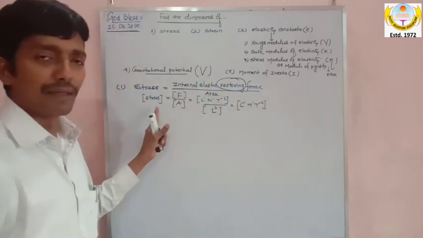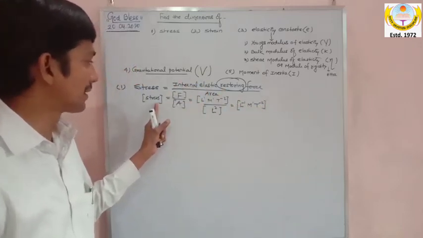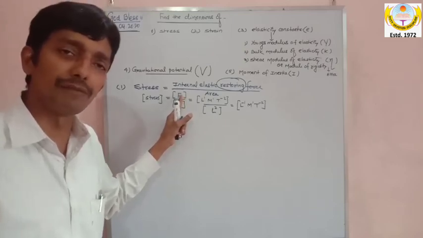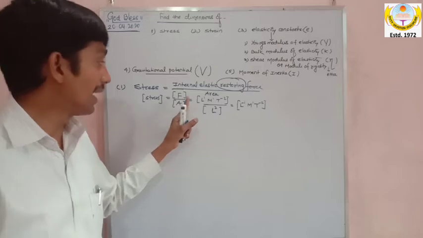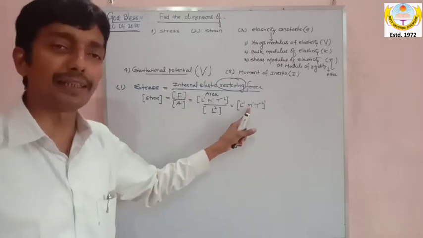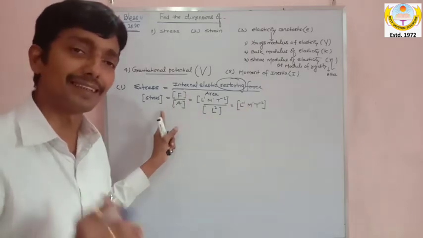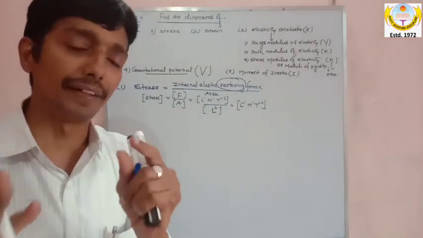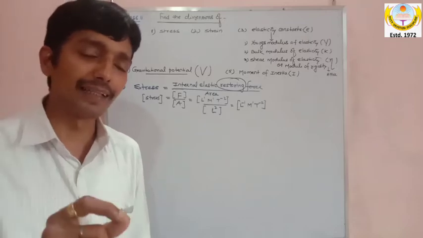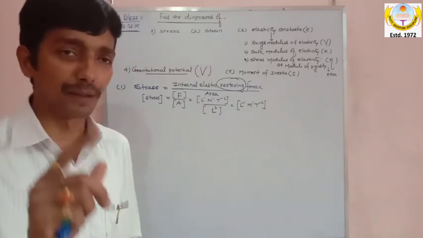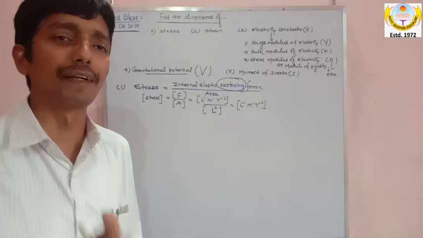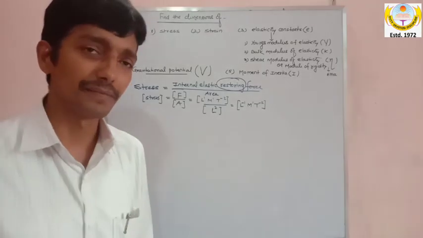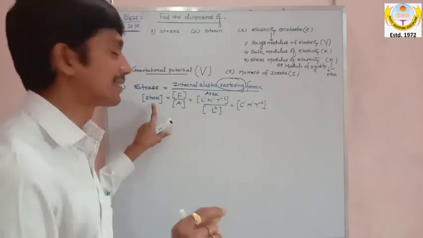My dear, if you observe carefully, you will find that the stress has the same formula as pressure. Because pressure is also force upon area. And pressure is the same dimension as the dimension of stress. But my dear, stress and pressure are two different quantities. Don't say that stress is only a pressure, because one big difference between stress and pressure is that pressure is a scalar quantity and stress is a tensor quantity.